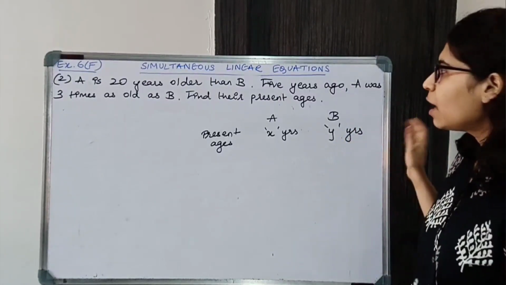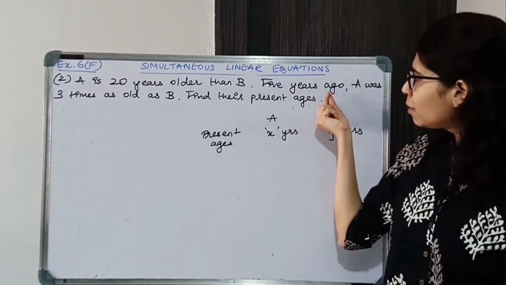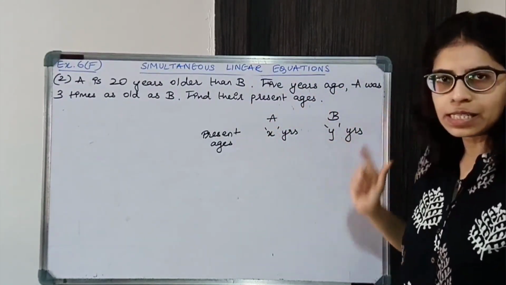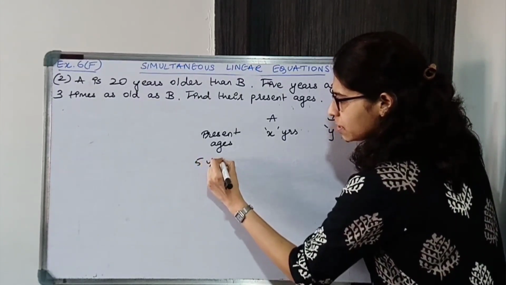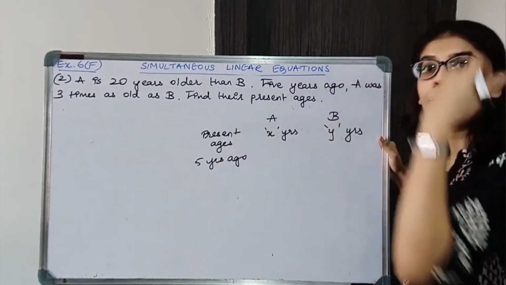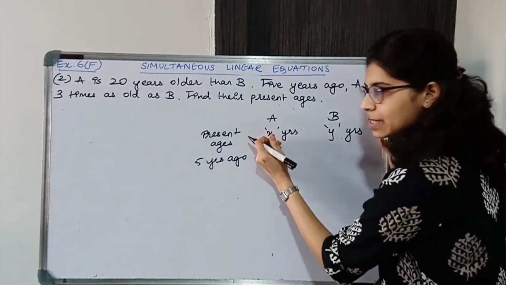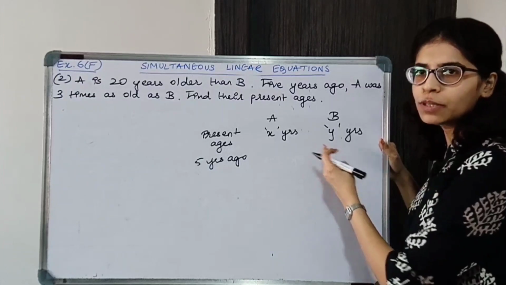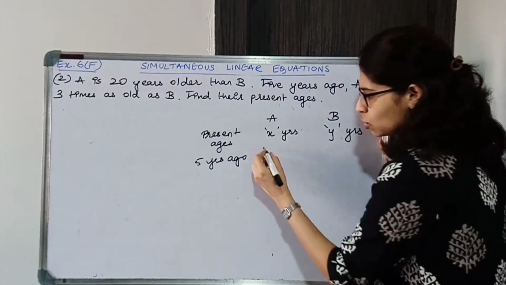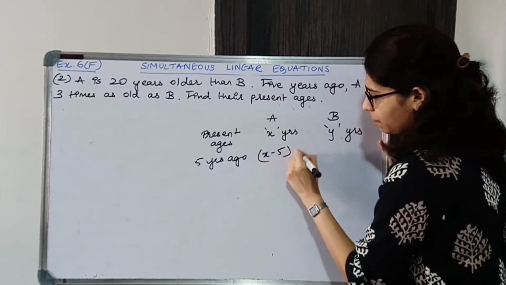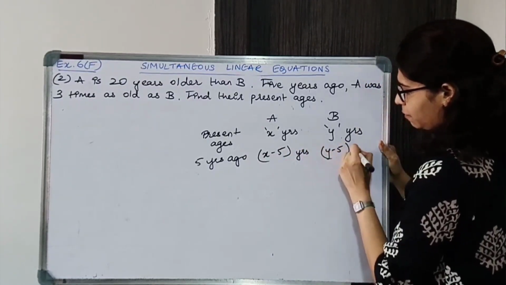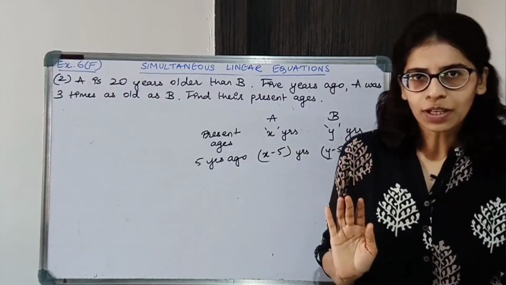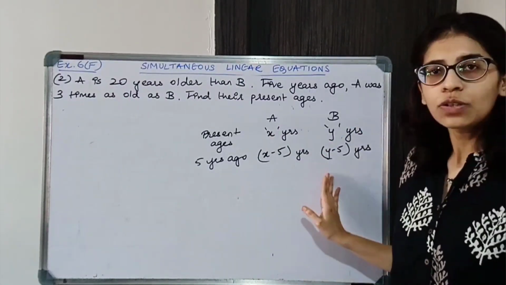Okay. Now anything else? Over here we are told 5 years ago. So 5 years ago, what will be A's age and B's age? 5 years ago means 5 years पहले. Okay, so it will be x minus 5, 5 years less होगा, and y also it will be y minus 5, 5 years less, so it will be x minus 5 and y minus 5. So it is better if you make a table like this. Okay, now this will be the table.